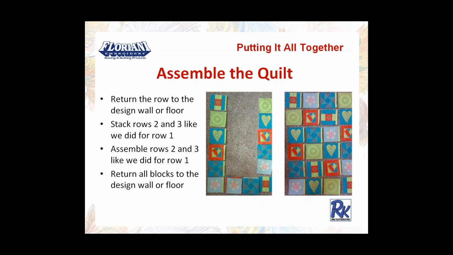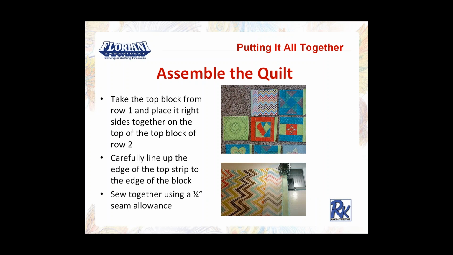Okay, it's got nothing sewn to it, so row 4 is going to stay in place. Next, you want to take the top block from row 1 and flip it over and place it right sides together on the top of the block of row 2. So the two top blocks in the horizontal row this time are right sides together. You want to carefully line up the edge of the sashing strips together, and then you want to take it over to your machine and sew it together with a 1/4 inch seam allowance.